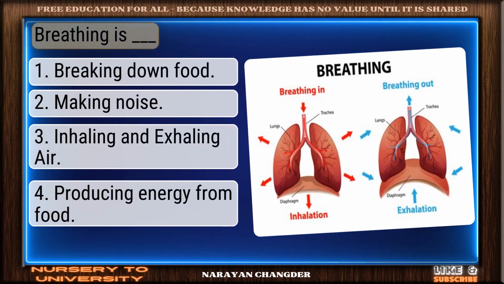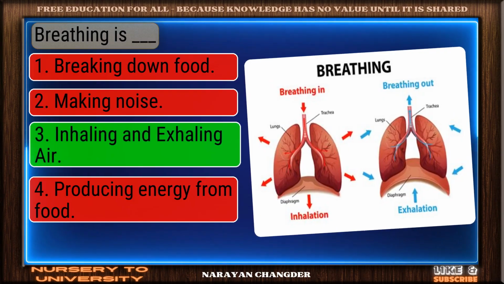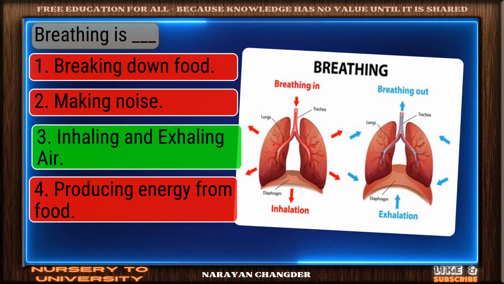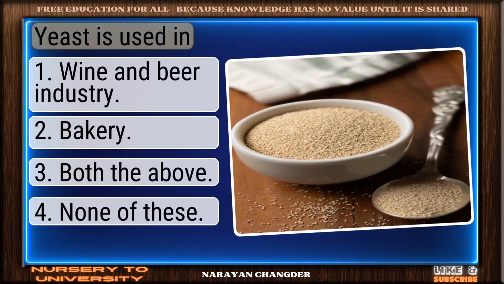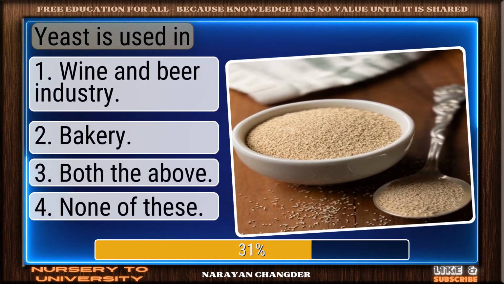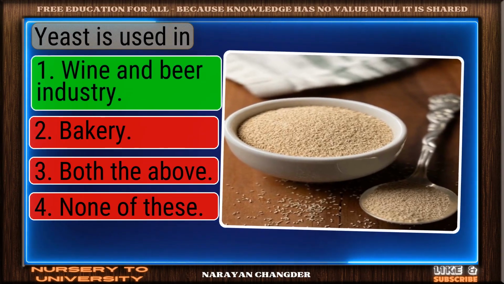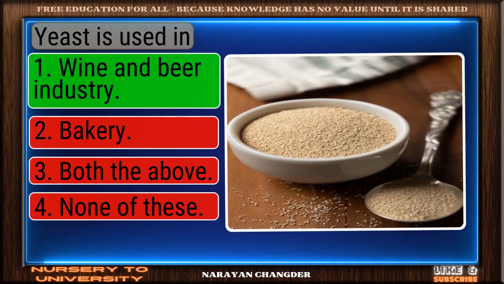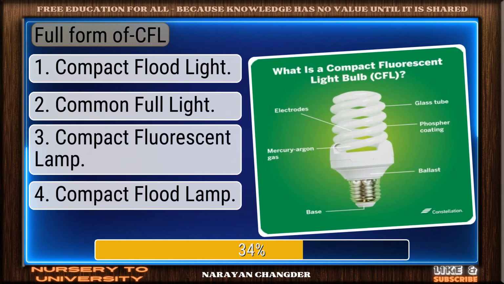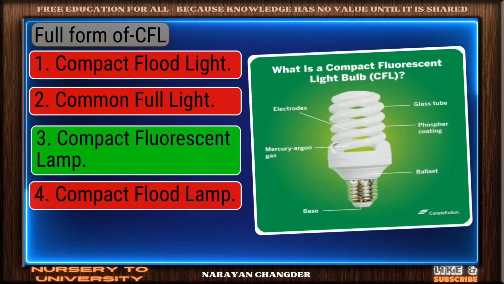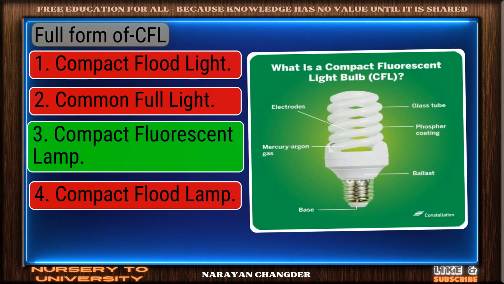Question number 292. Breathing is dash? Sharp thinking. Inhaling and exhaling air is the right choice. Question number 293. Yeast is used in? Right choice. Wine and beer industry is the best answer. Question number 294. Full form of CFL? You chose compact fluorescent lamp, and it is correct.